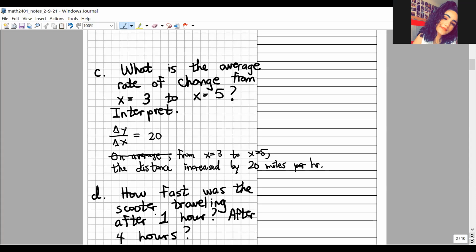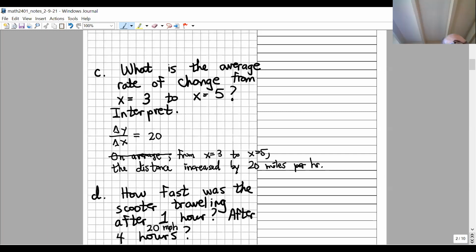Just what does it have to be? 20 miles per hour, yeah, Damien, sure. It's got to be 20. That's just how fast he's going. So he's going to see 20 mph.